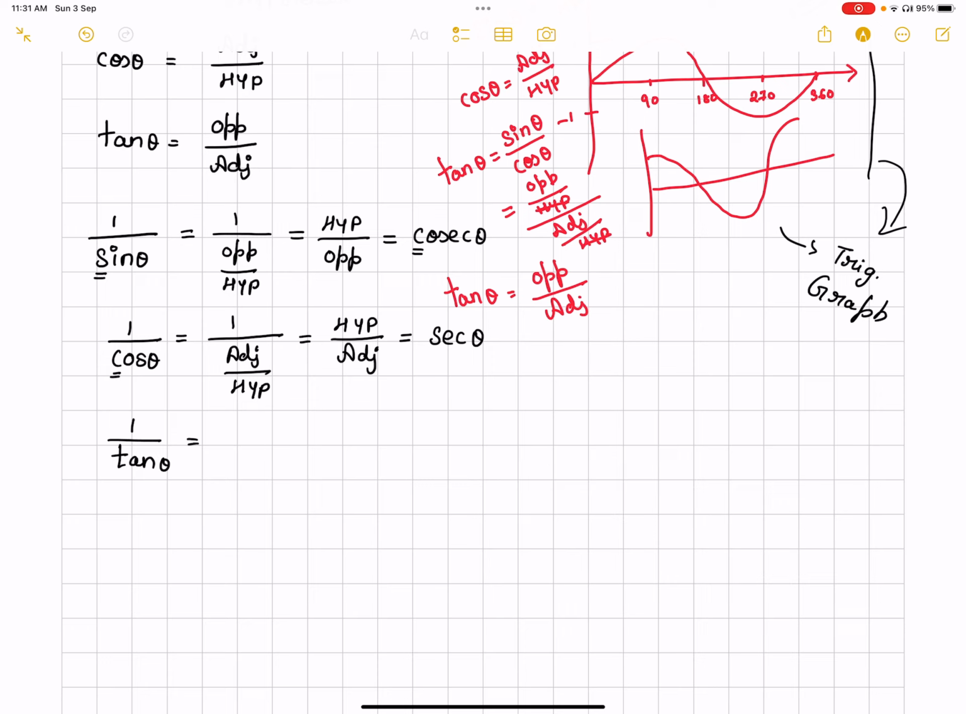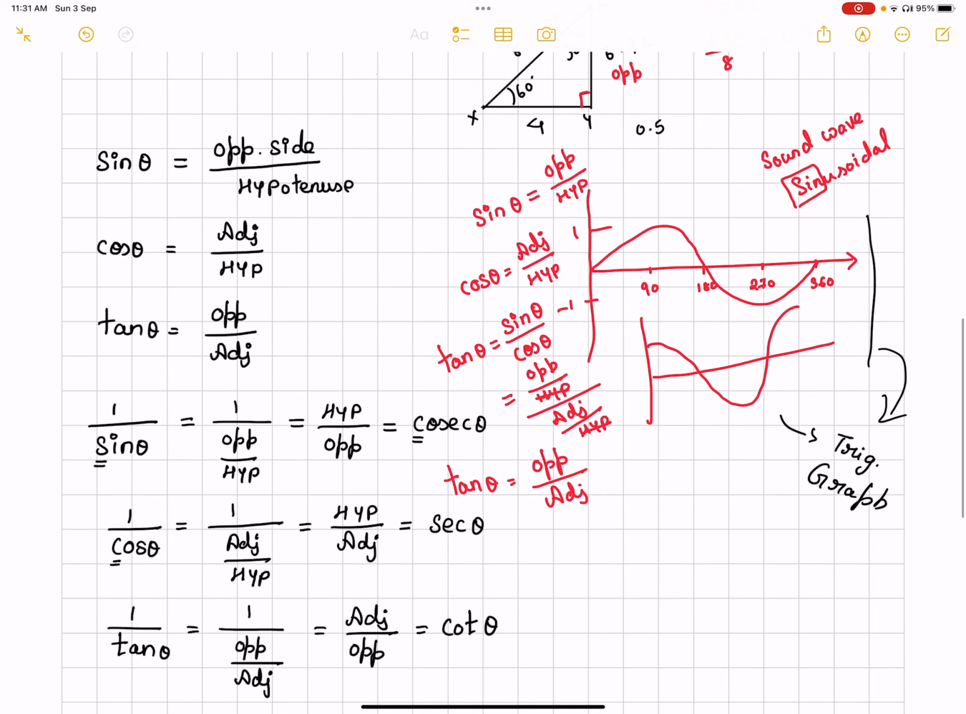Okay, and then we have the reciprocal of tan, which is 1 by tan theta. It is going to be 1 divided by opposite side divided by adjacent. Where exactly is the adjacent situated? It is situated in the denominator, so it comes to the numerator, divided by the opposite side, which is nothing but cot theta. Okay. So with this, all the ratios have been introduced.